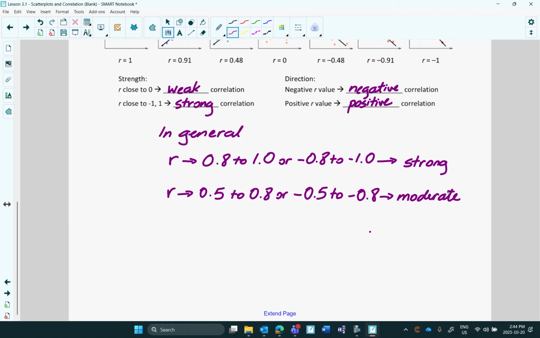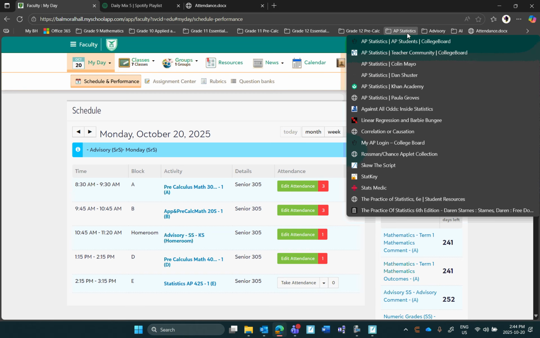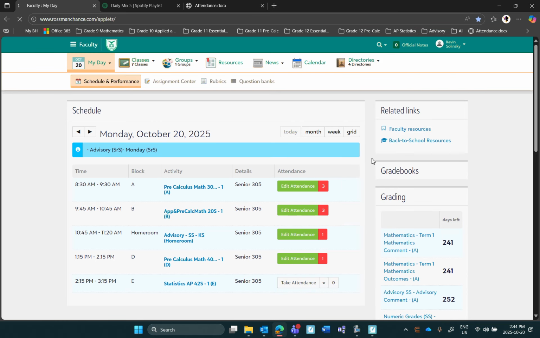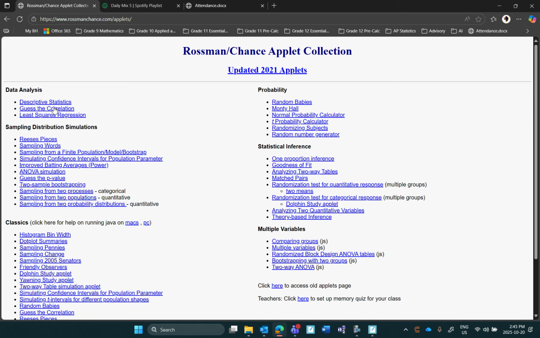And finally, if R is from 0 to 0.5, or 0 to -0.5, we would call that a weak correlation. Okay. So just to give you an idea, let's see if I can find it. Where's the applets? Yeah, guess the correlation.